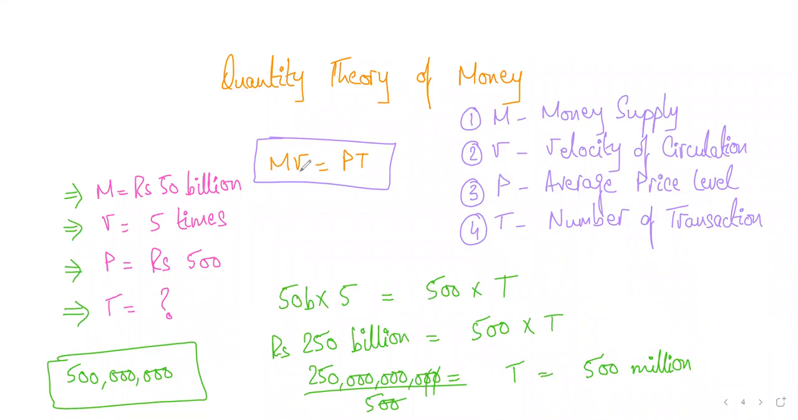So what we did, we multiplied the variables on the left-hand side, and we knew the value of only P. On the right-hand side, we did not know the value of T. So we calculated for T. So 500 million transactions, because when you multiply 500 with 500 million transactions, right? So 500 million is the number of transactions, 500 is the average price.